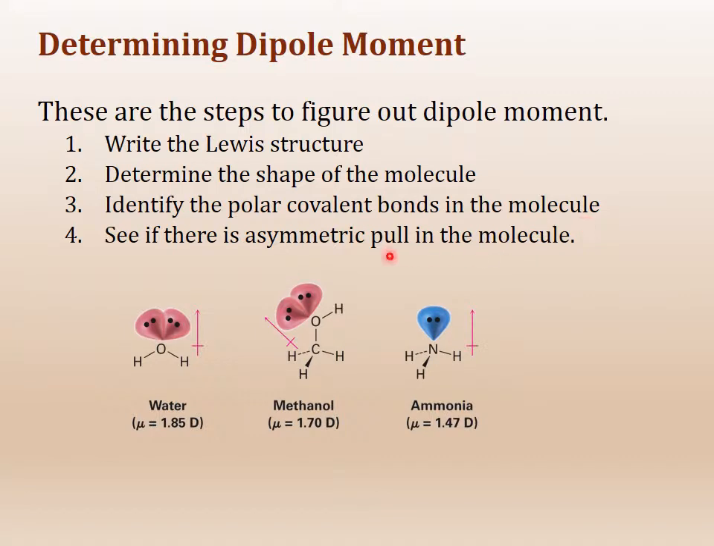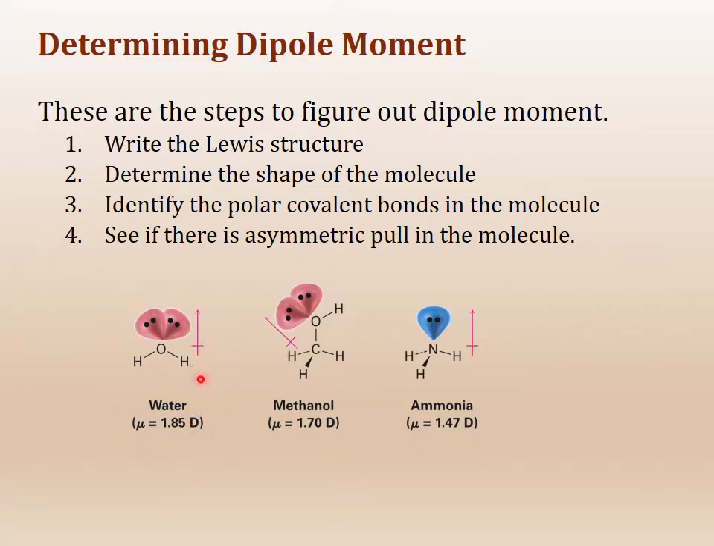Then, of course, you see if there is an asymmetric pull in the molecule, which means is there asymmetry or symmetry in the molecule. This is the last step that you do for dipole moment, and this is one of the most important steps also, which you can do only if you have the shape right. And you can get the shape right only if you have the Lewis structure correct. So all of these steps are important.